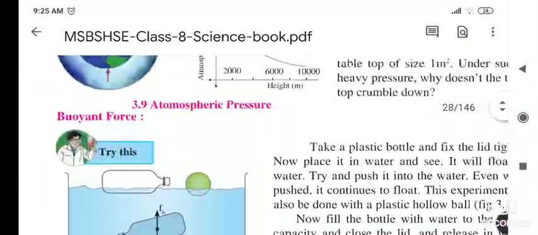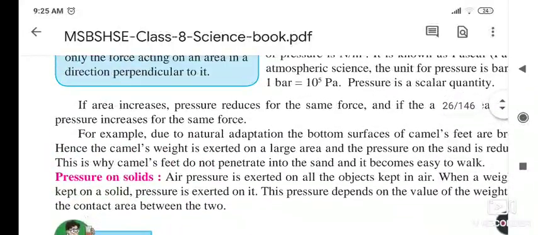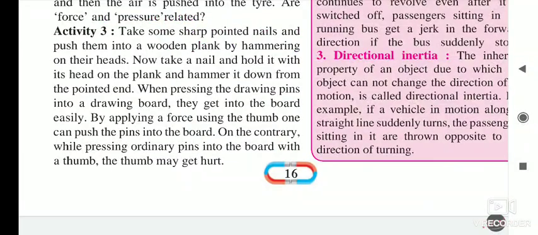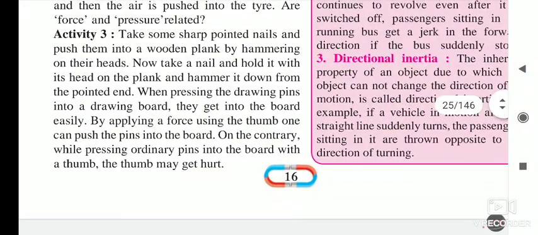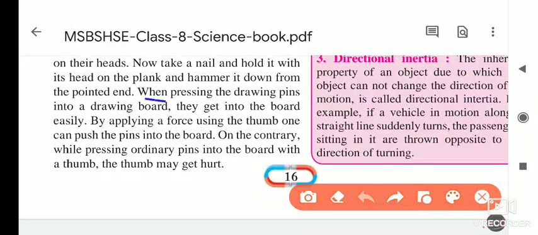If you see here, pressure inside it is there. So here is its answer. When pressing the drawing pins into a drawing board, they get into the board easily by applying a force using a thumb.